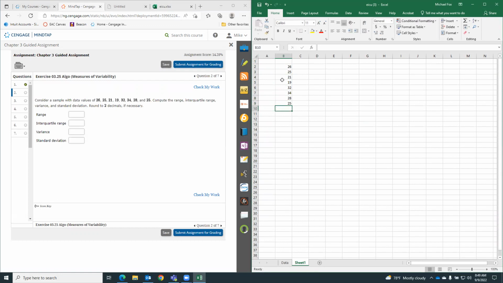So there's our data set: 26, 25, 21, 19, 32. Okay. And it wants us to do the range, the interquartile range, the variance, and standard deviation. To find the range, the easiest way is to sort this data. That's this little tool that says A to Z, and you can sort smallest to largest. So now you can see it's in order from the smallest number to the largest. And I can just say this equals the largest one minus the smallest one. And that will give me the range.